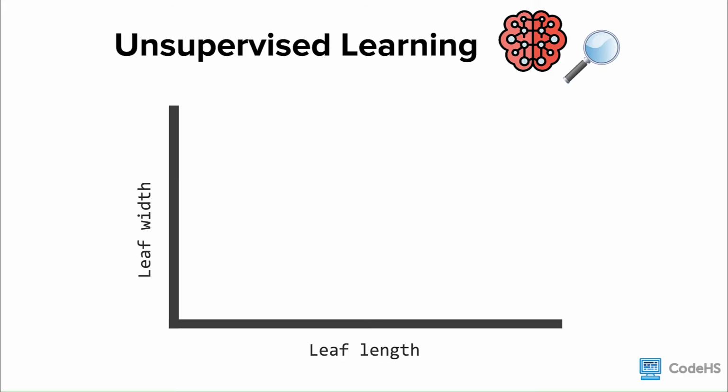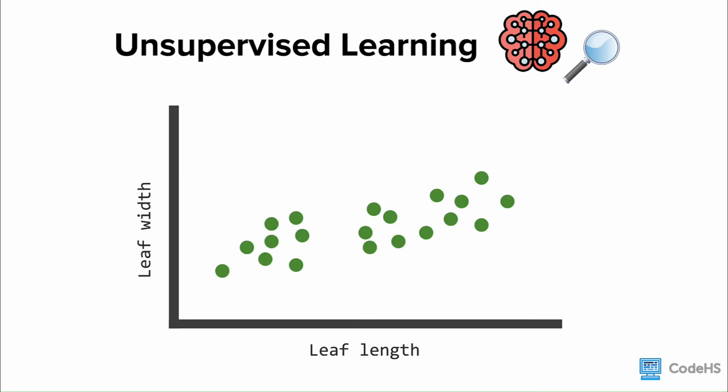We are going to plot each leaf on our chart depending on its width and length. Then we'll use this data to train an unsupervised learning algorithm called a clustering algorithm. We'll tell it that we want three groups or clusters and let it loose to learn about the data on its own. When it's done, it has determined three clusters among the leaves that look something like this.